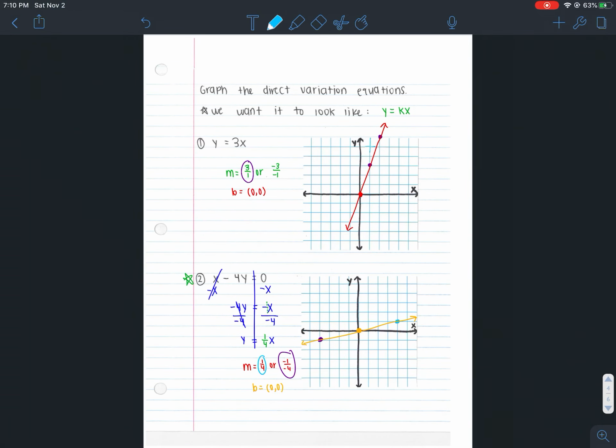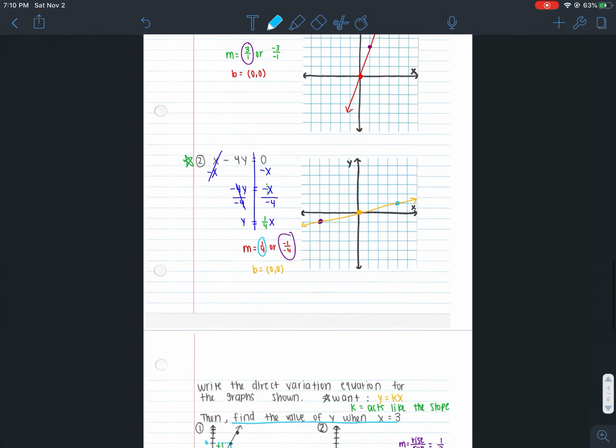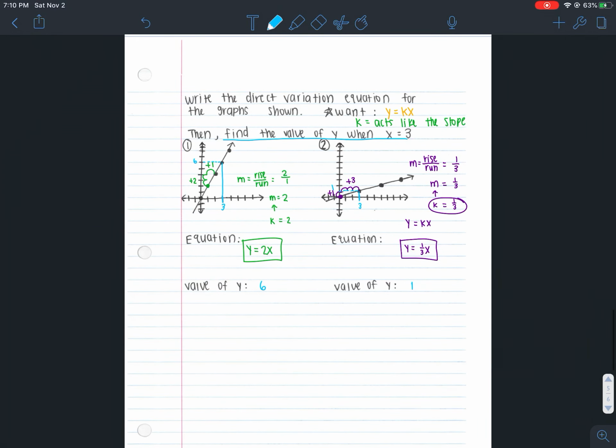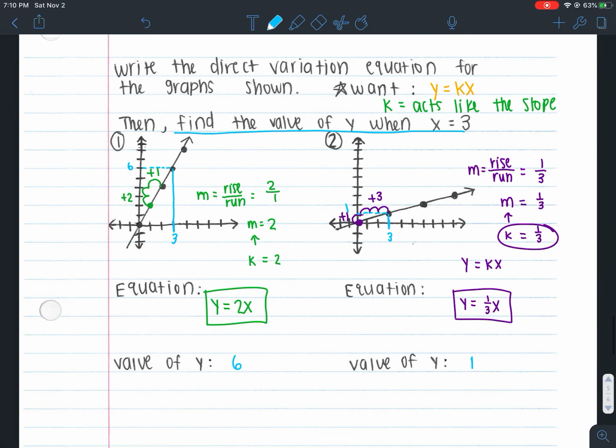So same thing here, basically you want y equals kx, you want y by itself. So you go ahead and you solve for y, and this is just kind of review from graphing because you know how to graph and you've been graphing before. And then here with these graphs, again, you want to find k, write the equation, solve the problem. So the first thing I did was I found my k, but remember k acts like the slope. So that's why I found the slope, and then that was my k value. So then I got my equation, y equals something x, and then I just found the value of my y by just tracing it along my line.